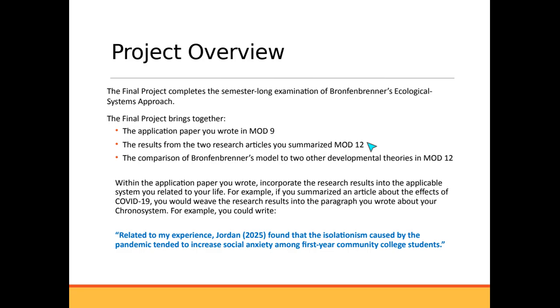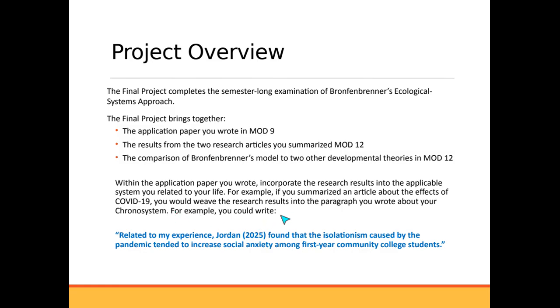So just to reiterate that idea, within your application paper, you're going to incorporate the research results into the applicable system that you related to your life. So for example, if you summarized a research article about the effects of COVID, you would weave those research results into the paragraph that you wrote about your chronosystem, because we know big major events through time fall in the chronosystem. So those results would go there.